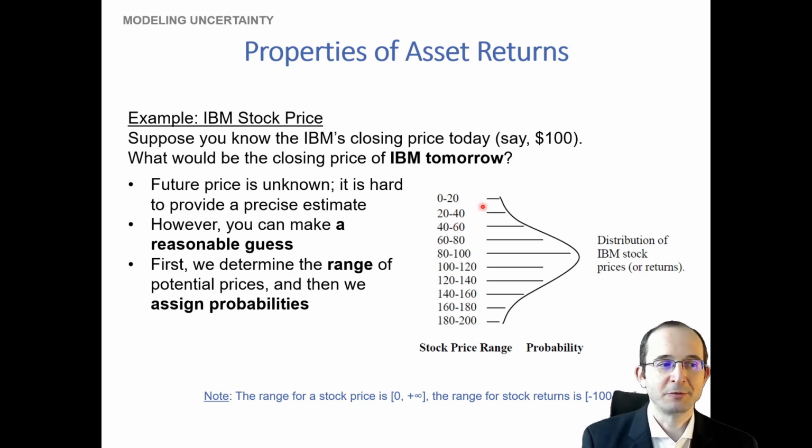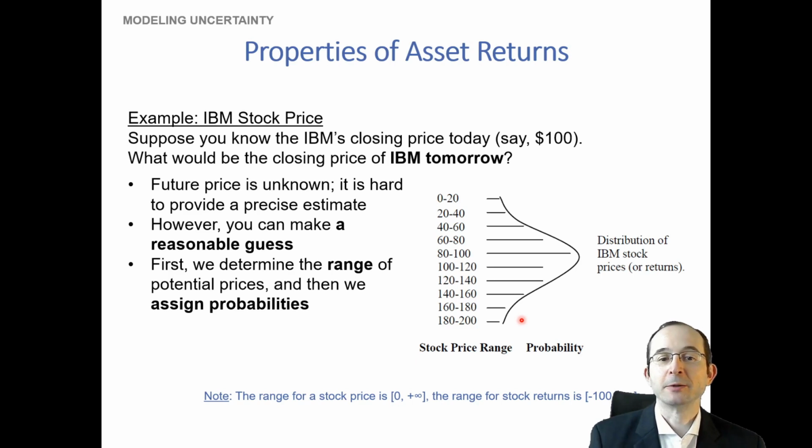We can fit some sort of distribution like a bell curve here, where maybe the most likely outcomes would be that IBM pretty much stays around 100, and there is a decreasing likelihood of us making a bigger deviation, either to the downside, where it gets closer to 0, or to the upside, where it gets closer to doubling price.